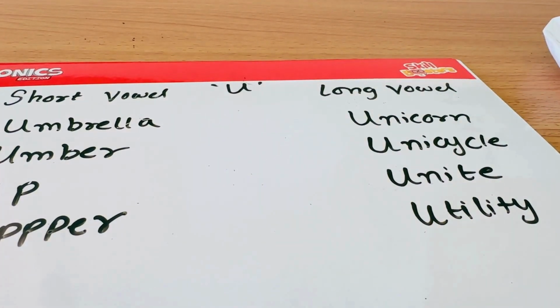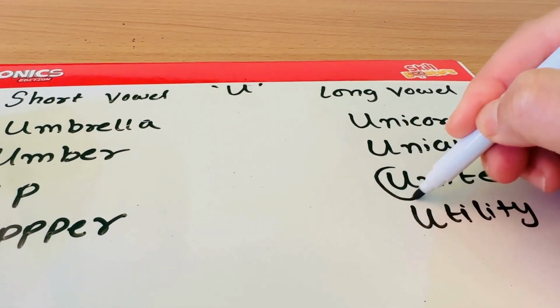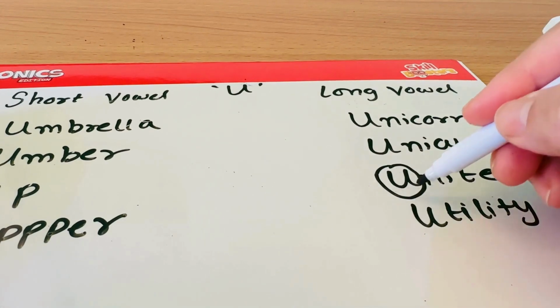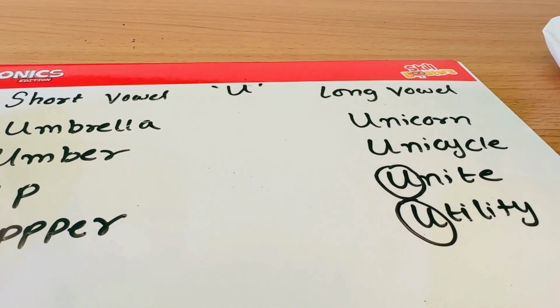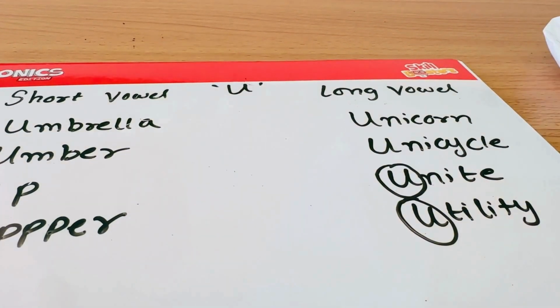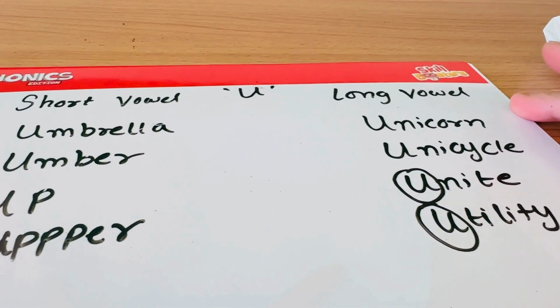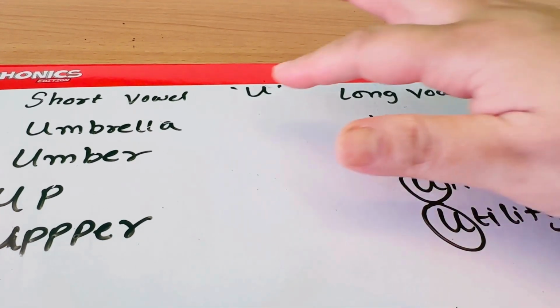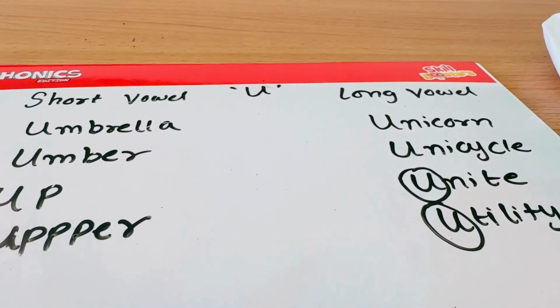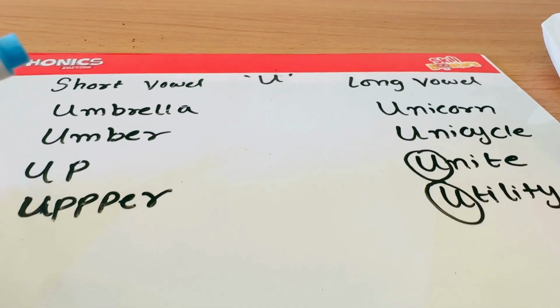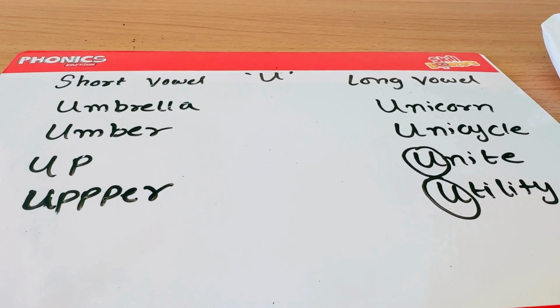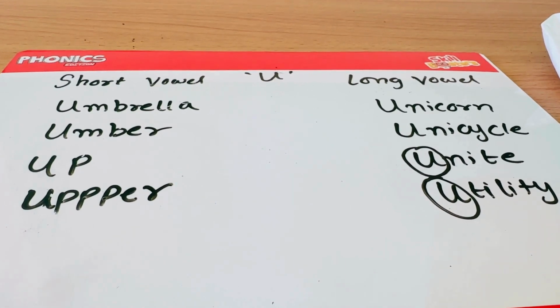Unicorn. Unicycle. Unite. Utility. So these are all the examples of our long vowel letter U. I hope the concept of short and long vowel is very clear. Now we are going to look at some of the examples.